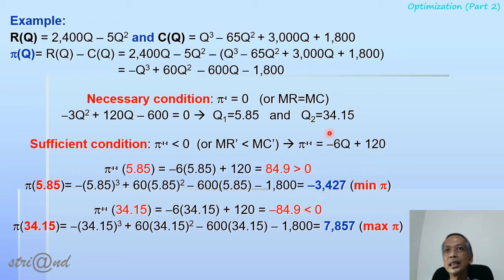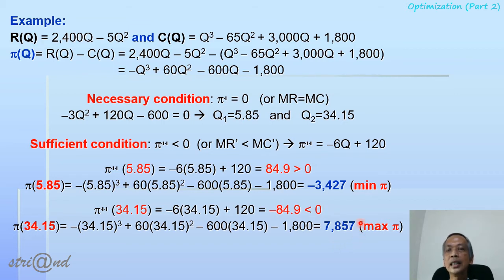And then let's see the second quantity, 34.15. When this 34.15 is substituted into the second derivative, we can see that the result is negative 84.9, which is less than 0. So we know that because the second derivative is less than 0, this is the quantity that will maximize profit. 34.15 is the quantity that will maximize profit. When 34.15 is substituted into the profit function, the result is 7,857. This is the maximum profit.